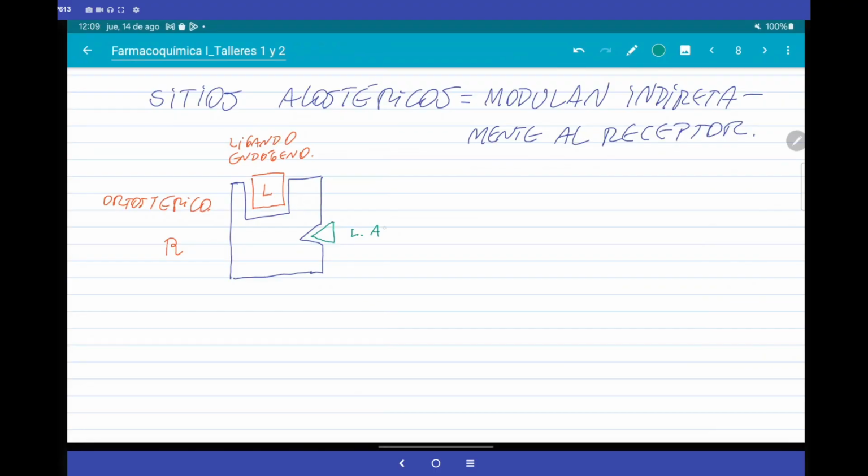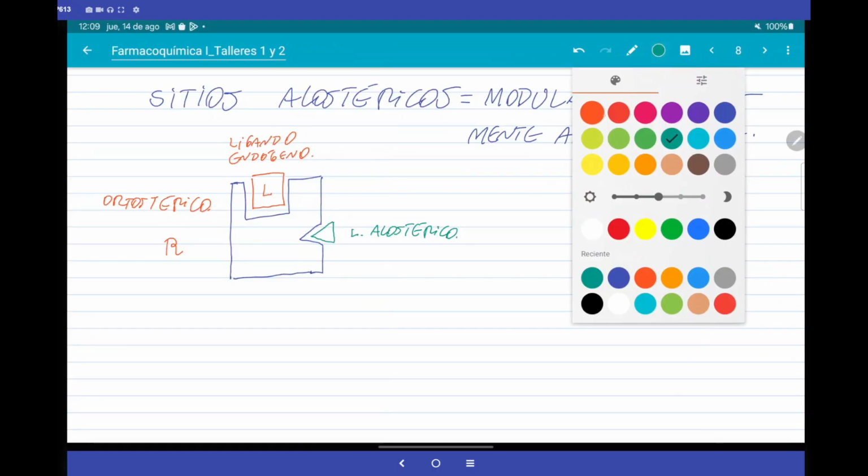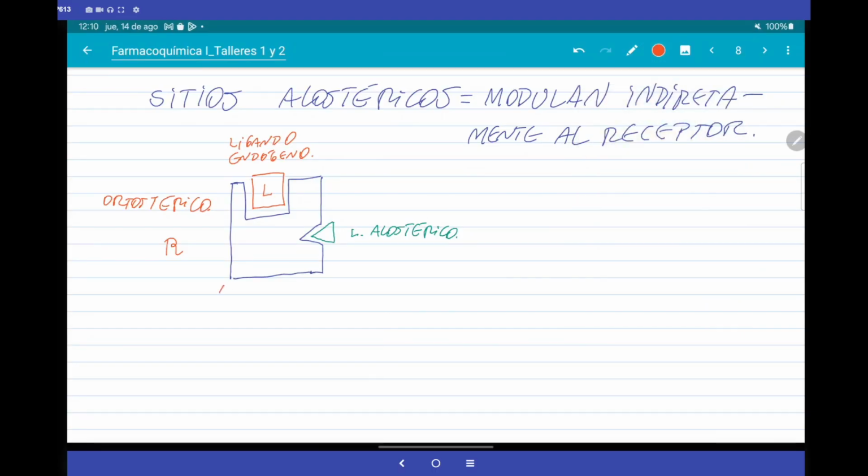Allosteric ligand. The allosteric ligand does not compete with the orthosteric ligand. It binds in another cavity, but it generates an indirect modulation, and there may be three possible results. It could happen that the allosteric ligand strengthens the activity of the orthosteric endogenous ligand. I know that this sounds a bit like a tongue twister, but the idea is understood.